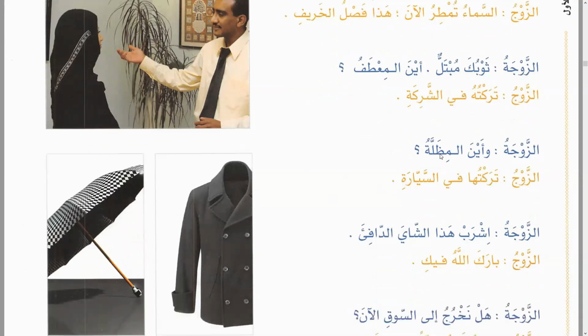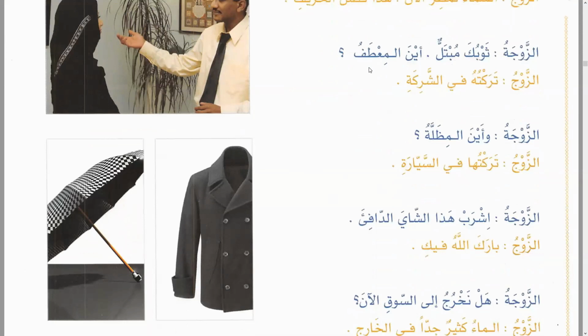Okay. وأين المظلة؟ وَأَيْنَ الْمِظَلَّةِ. And where's the umbrella? Mizalla is the umbrella. وَأَيْنَ الْمِظَلَّةِ. And where's the umbrella? Why are you wet? You should have used the coat or the umbrella. Yes, hu means he. It also means it.